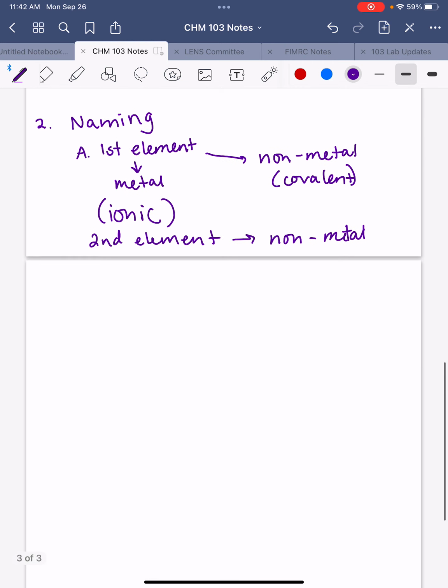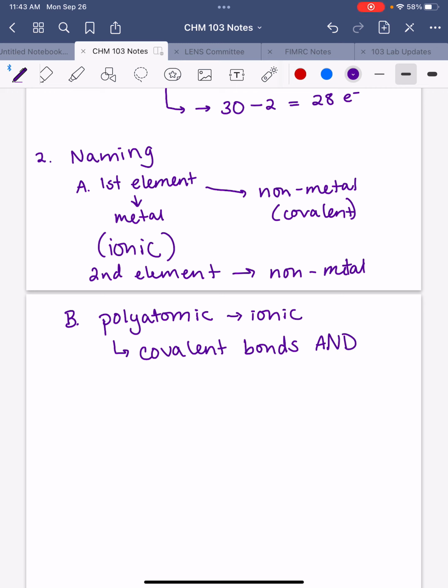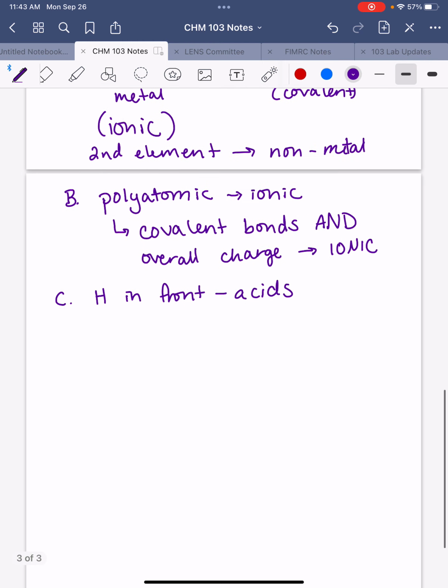Then we say, all right, well, what do we do if we have a polyatomic? Polyatomics will always be ionic compounds. And the deal with polyatomics is that these are the only ones that have covalent bonds and an overall charge. And because they have both, they're still ionic, but they contain covalent bonds. Okay? Then the only other option that you might see, right, is you might see H in front, and those are our acids. So let's take a look at our flow chart.